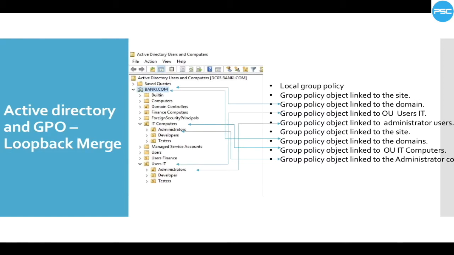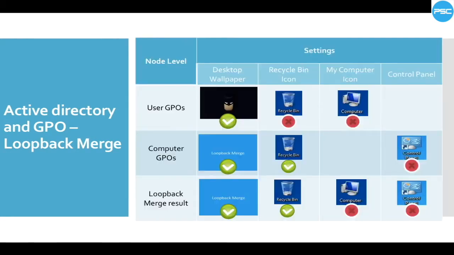Now, for a general understanding, let's illustrate a simple example. Here you can see the node level user GPOs and computer GPOs, right? Under the user group policy, I have set a custom Batman wallpaper. And I have removed the recycle bin icon and computer icon in the user group policies. And for the control panel, I have not configured it in this user group policy.